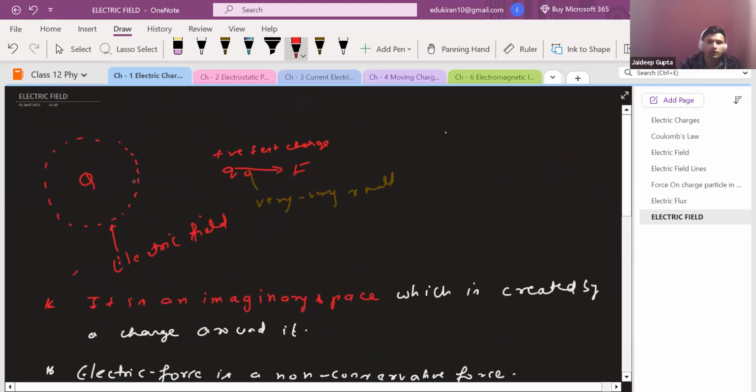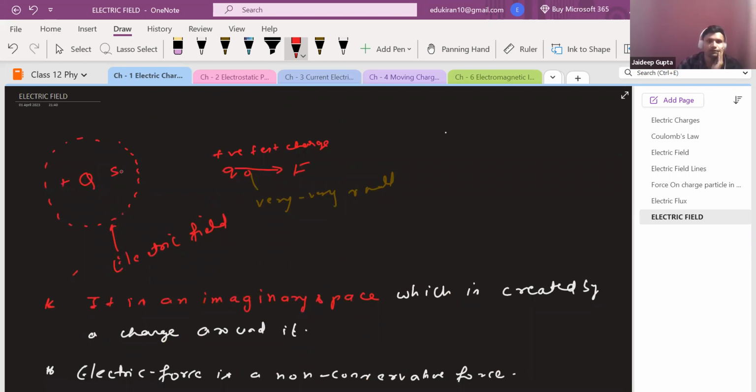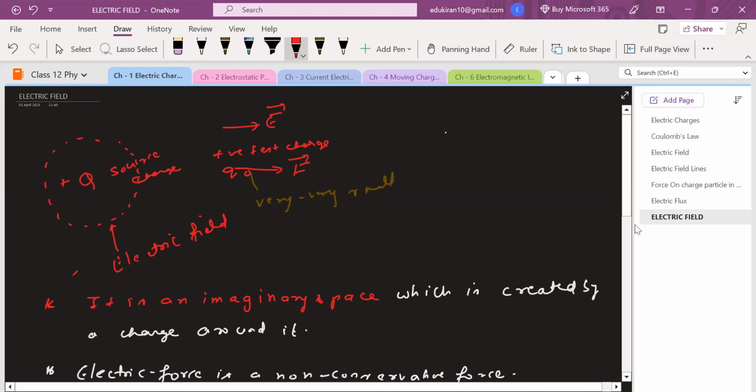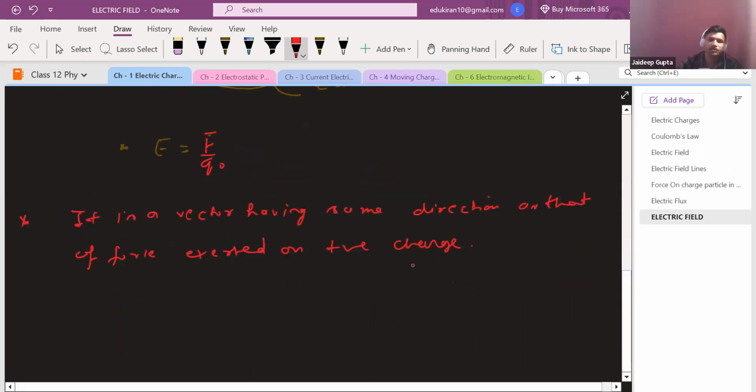So the direction of the test charge means, for example, here the source charge is positive. This is the source charge and this is the test charge. So the direction of the electric field. Now just let me know one more thing, Kiram, what is the direction of the force? This is a positive test charge and this is the source charge. The force exerted on the test charge by this source charge will be towards the right. Yes. So electric field will have the same direction. All right. So it is a vector quantity having the same direction as that of force exerted on a positive test charge.